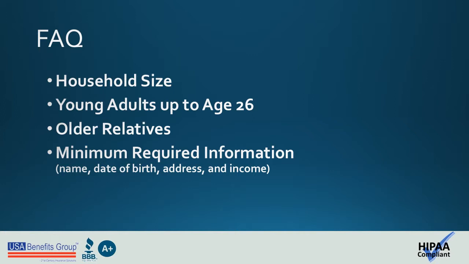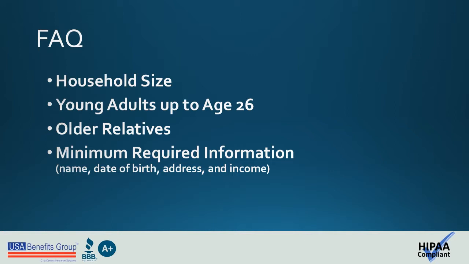Young adults up to the age of 26 may be included as members of your household, but you must also include their income as part of the household income. Older relatives, aunts, uncles, parents, grandparents, even though they live with you, are considered a separate household unless you have legal guardianship and claim them as a dependent on your taxes.